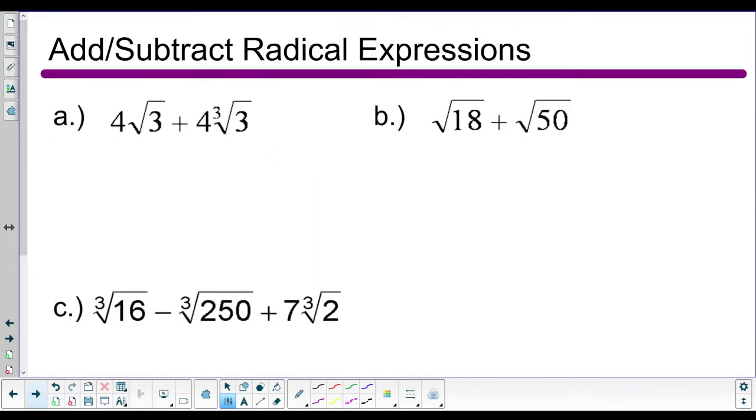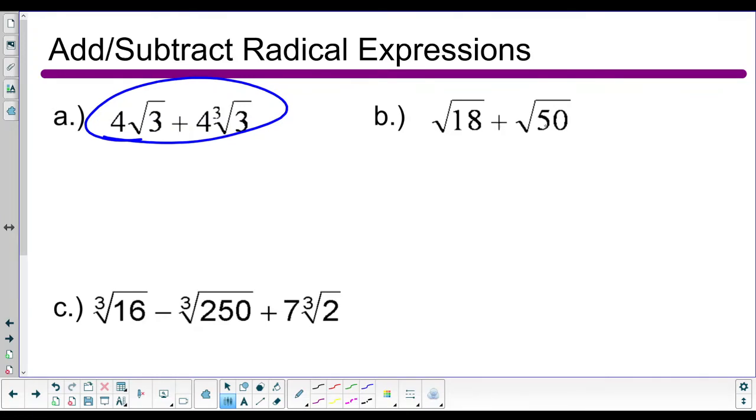So let's try some. All right. We have 4 radical 3 plus 4 cube root of 3. This radical and this radical are not the same. This one has an index of 2, and this one has an index of 3. So because the radicals don't match, we can't add these. So this is the answer. It's not addable because our radicals are different.